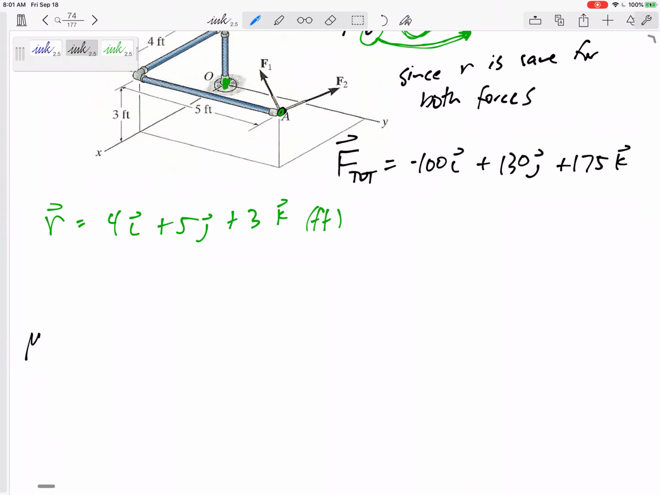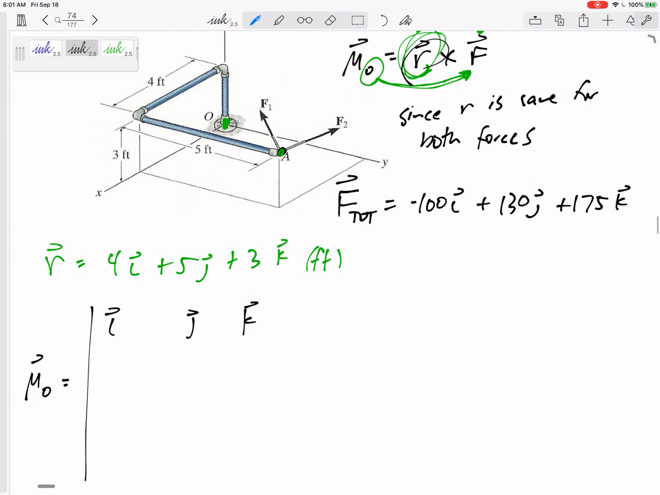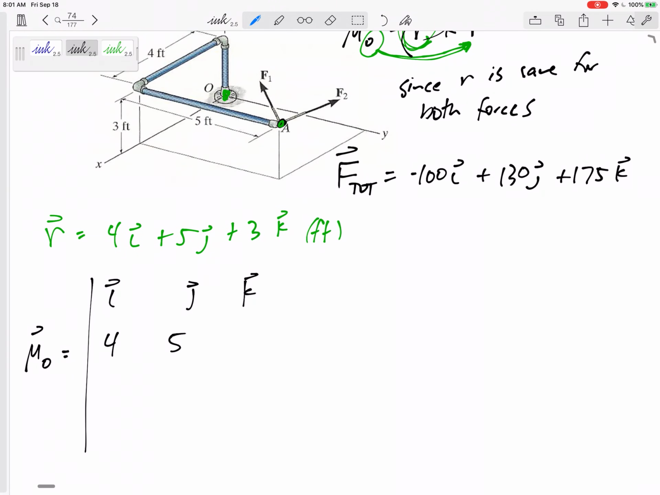You can do yours differently, however you like to do the cross product. I do it with a 3x3 determinant, where the top row is my I, J, K. The middle row is the R. Got to get these in the right order. The R is 4, 5, 3. And then the force, negative 100, positive 130, positive 175.